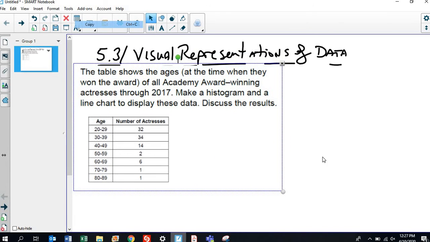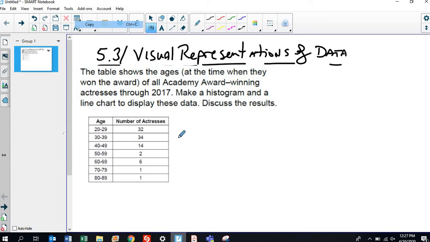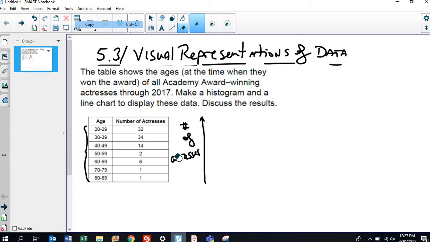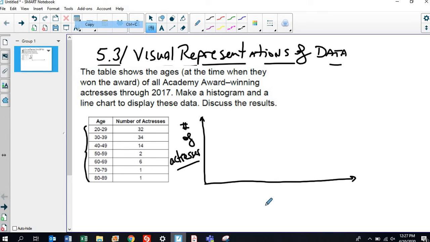All right. So now we're going to create on here. They've already done the frequency distribution. Okay, great. And they've already got these are the classes right here. These are our classes. So I'm just going to show you how to set up a histogram. Okay, so down this side, this is the number. Hashtag means number. Number of actresses. All right, number of actresses. And on this side, we've got the ages. So the classes always go on the horizontal.